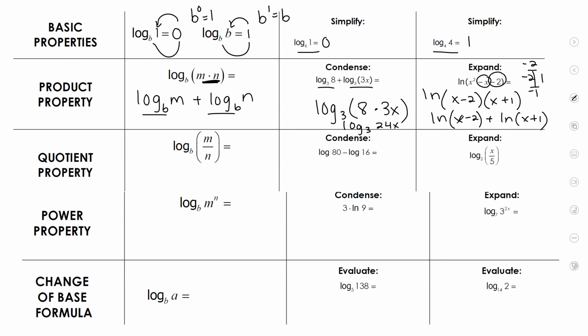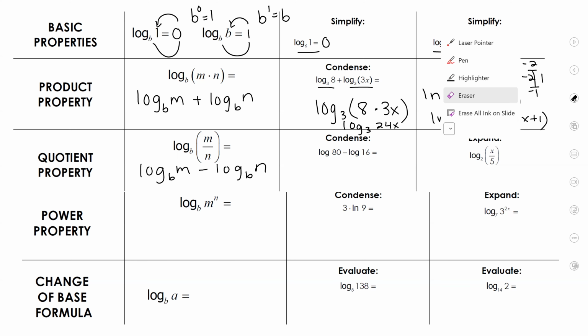The next property is the quotient property. When you see the word quotient, you should be thinking division or ratio or fraction. These are all similar words. So whenever I have a quotient, we can write it as log base b of m minus log base b of n. So for the product property, we added, and for the quotient property, we're subtracting.